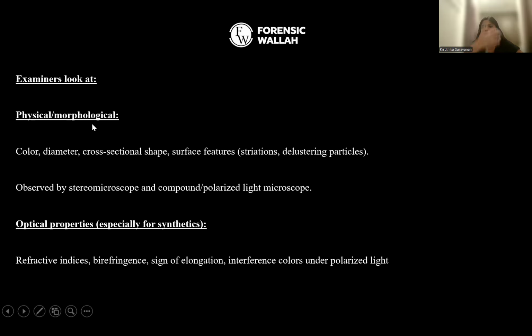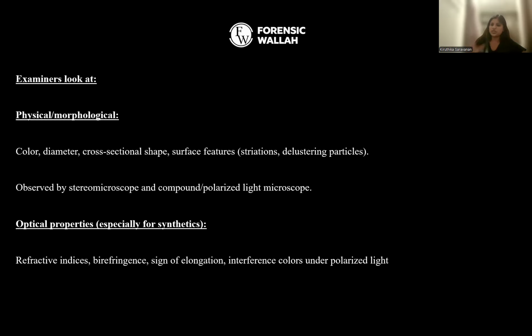When examiners are looking at it, first they will do the physical or morphological testing. They will look at the shape, the color, the texture, the surface of the particular fiber with the help of a stereo microscope or a polarized light microscope. They will be able to examine the fiber in detail. The next important thing is to understand the optical characteristics of the fiber: refractive indices, birefringence, and sign of elongation.